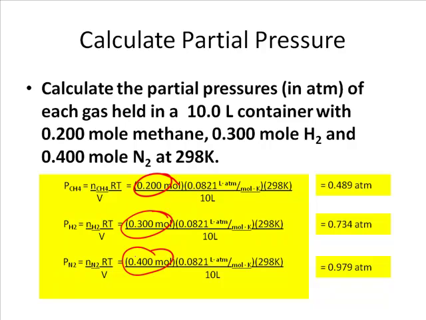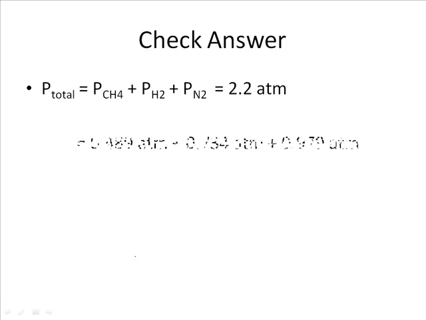Now, just to check our answer, we just figured out in the previous problem that we should get a total pressure of 2.20 atmospheres. Well, according to Dalton, the sum of all the partial pressures should equal the total pressure. So if we add up all these partial pressures, we should get 2.2. In this case, we do.